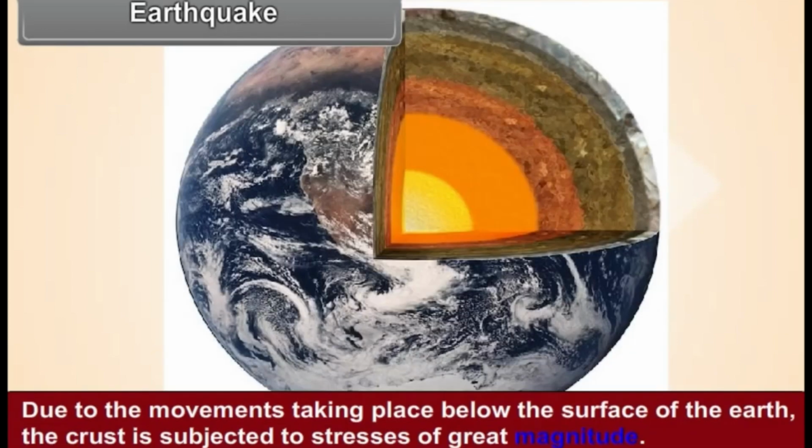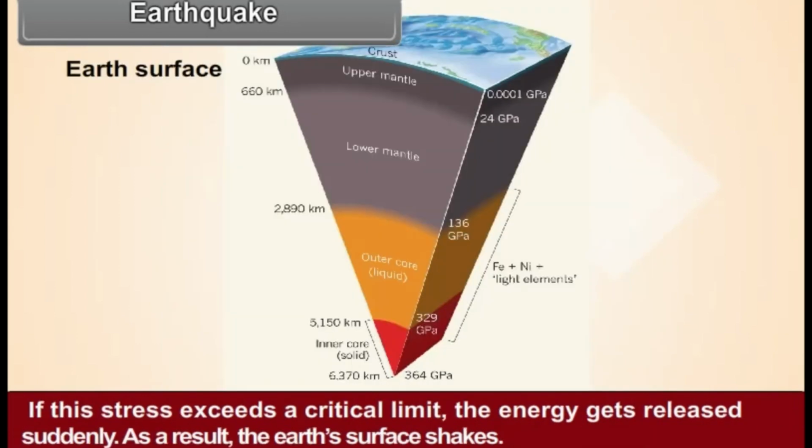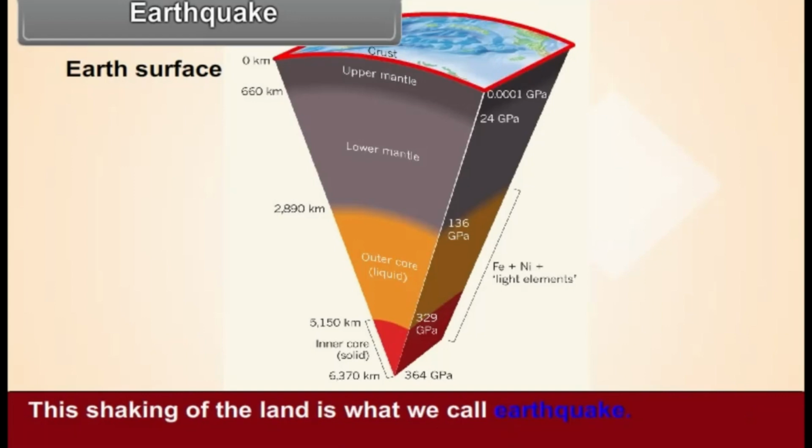Earthquake. Due to the movements taking place below the surface of the Earth, the crust is subjected to stresses of great magnitude. If this stress exceeds a critical limit, the energy gets released suddenly. As a result, the Earth's surface shakes. This shaking of the land is what we call earthquake.